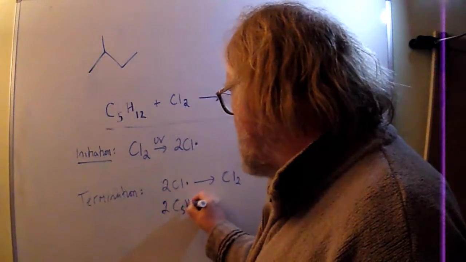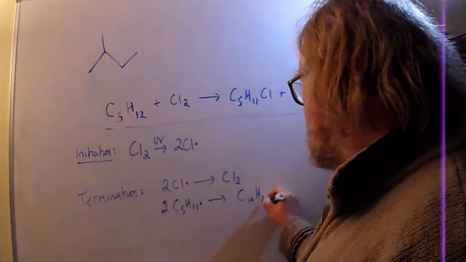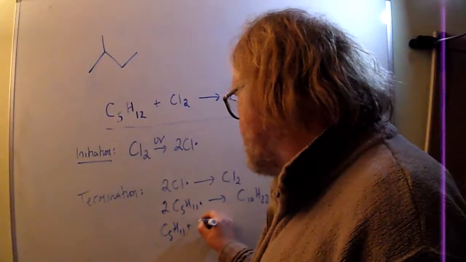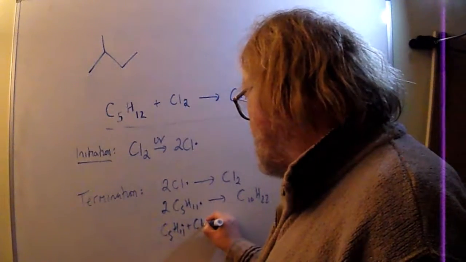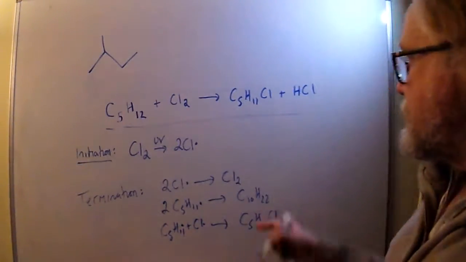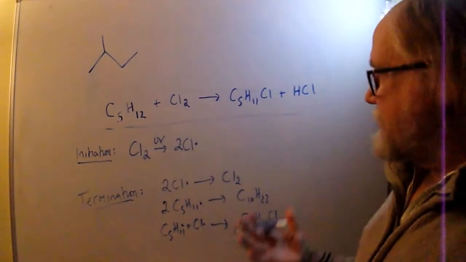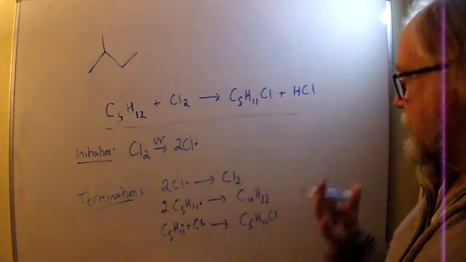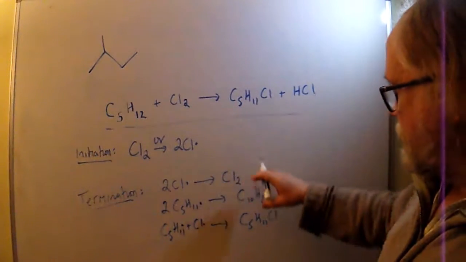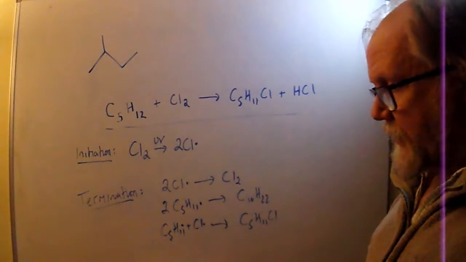If two C5H11 dots react together, then just add it up, you get C10H22. And if one of each react, then C5H11 dot plus Cl dot gives you C5H11Cl. And those three are the possible termination reactions. The significance of those, as I say, is that it means you have to keep the light on, because after a short time the chain reaction will stop as a result of these, and so you then need to generate more radicals with the initiation step again.